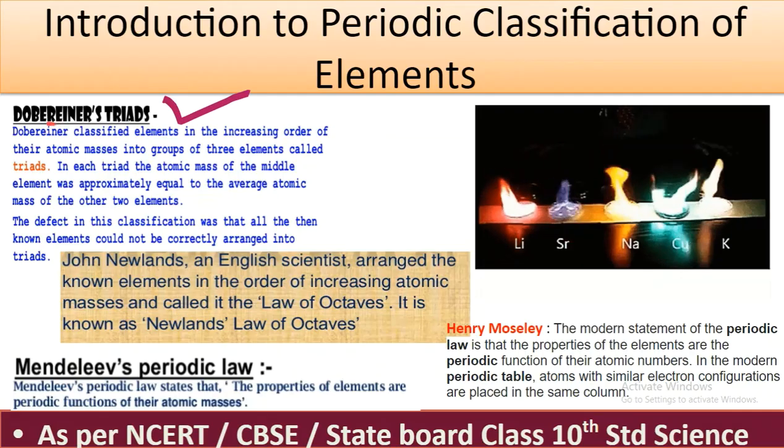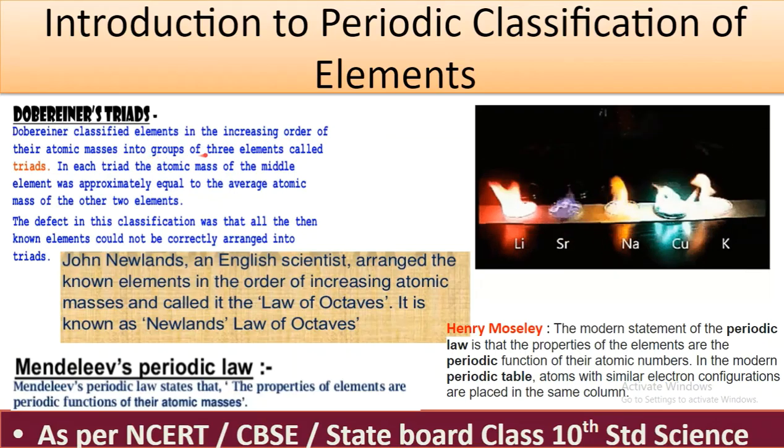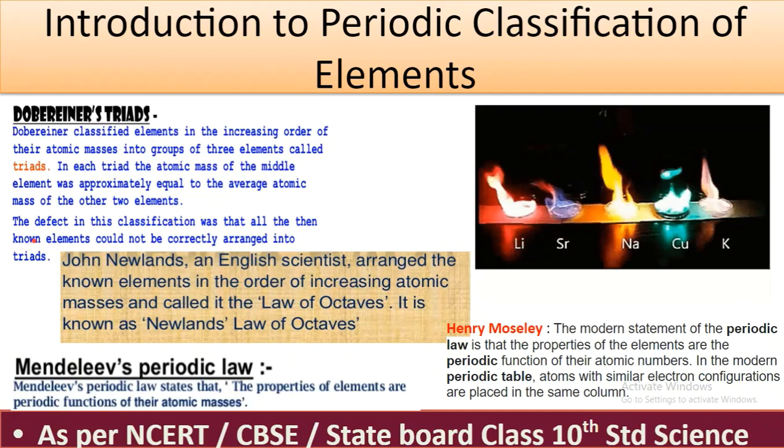The first one is Johann Döbereiner's triads. Döbereiner classified elements in the increasing order of their atomic masses into groups of three elements called triads. In each triad, the atomic mass of the middle element was approximately equal to the average atomic mass of the other two elements. The defect in this theory was that the elements could not be correctly arranged into triads. So that was one drawback, and hence this theory failed.